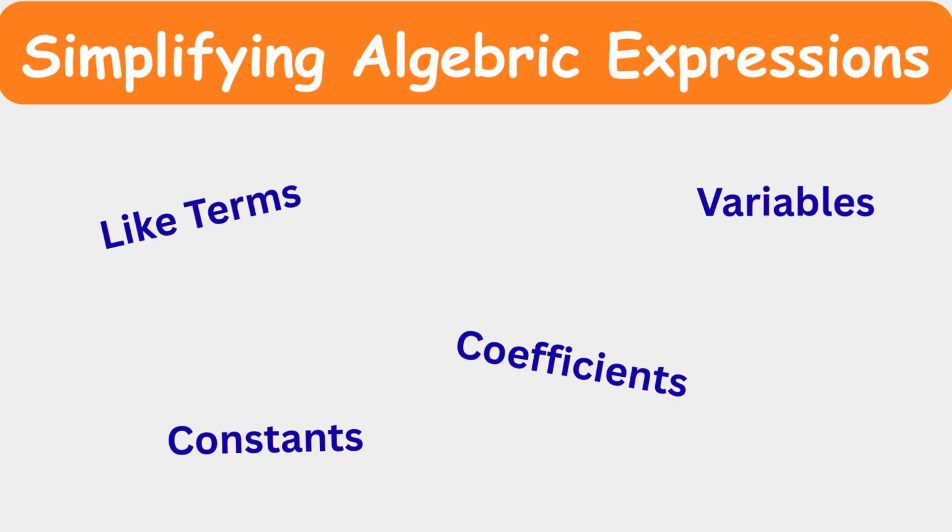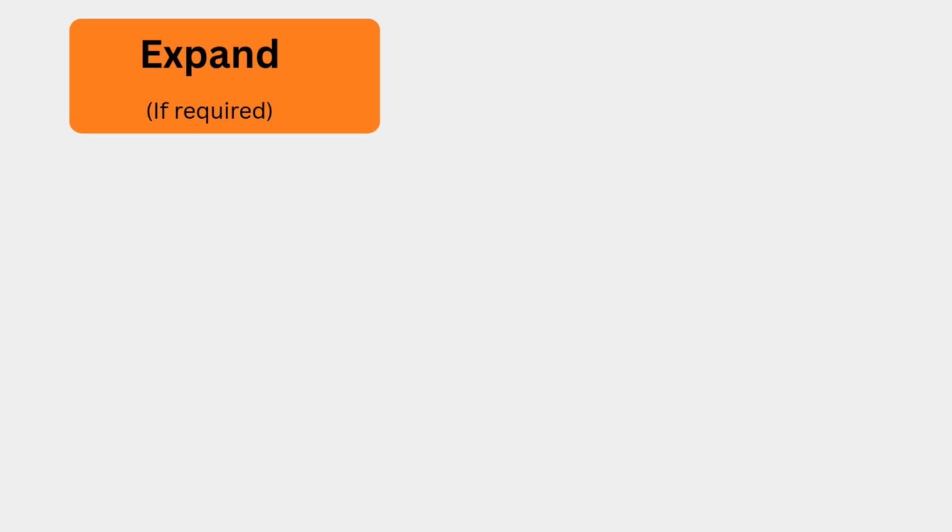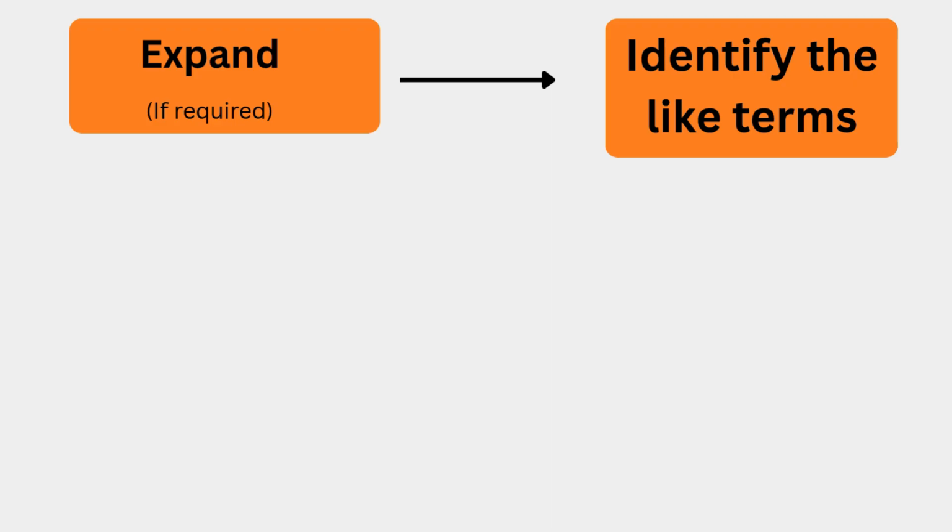So in today's video, we'll understand what are the various steps to solve or simplify an algebraic expression. So let us discuss the steps first in brief. So first step that we follow is expand the algebraic expression. It is not a mandatory step. It is performed only when needed. All right. After expanding the algebraic expression, we will identify the like terms which are there in the expression.